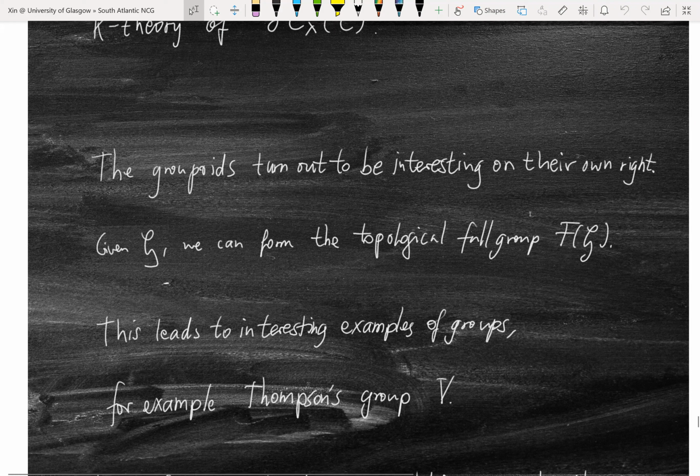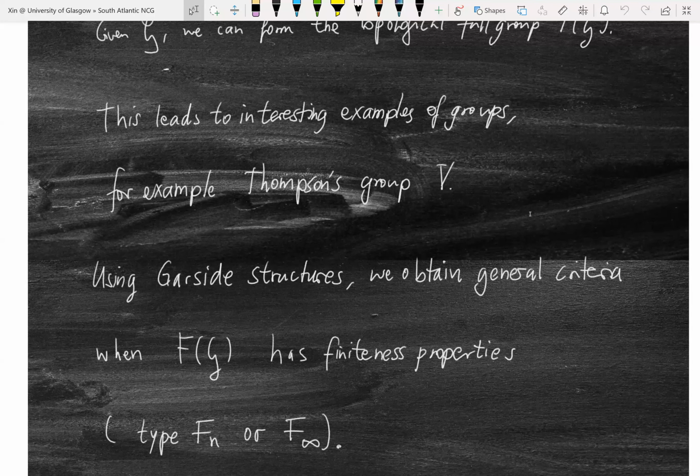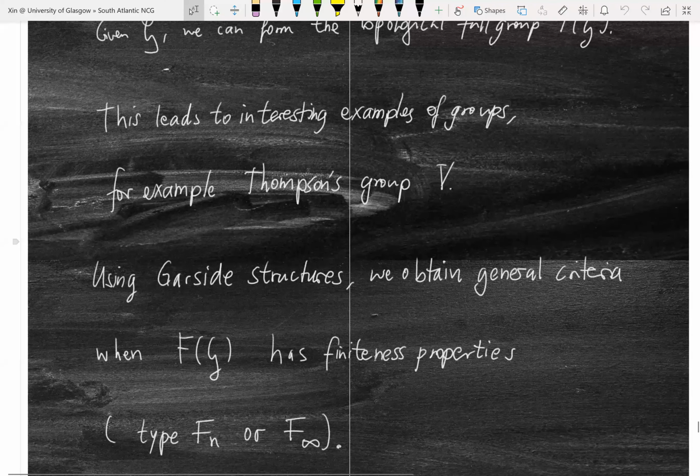And the reason why I was looking at this is because the Garside structures can be used to prove that certain classes of these groups satisfy finiteness properties, so they're type Fn or type F infinity. It's a property that is relevant in homological algebra and algebraic topology. Matui proved that in the Kumjian-Pask... Kunst-Krieger case for graphs, you get type F infinity groups, and then I was able to extend that for certain other groupoids coming from Garside categories.